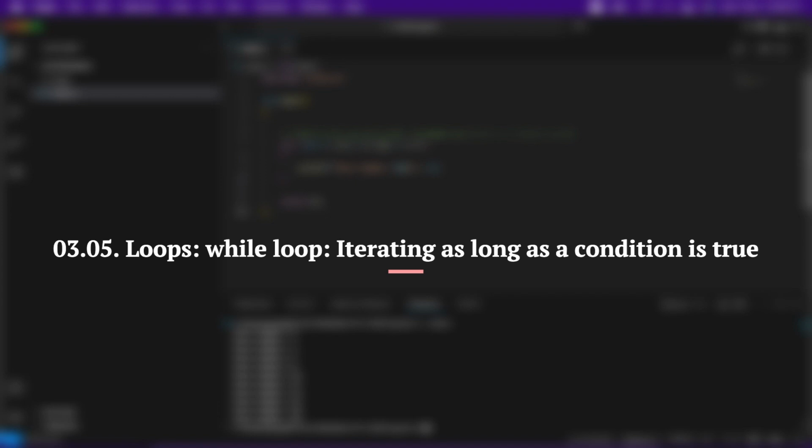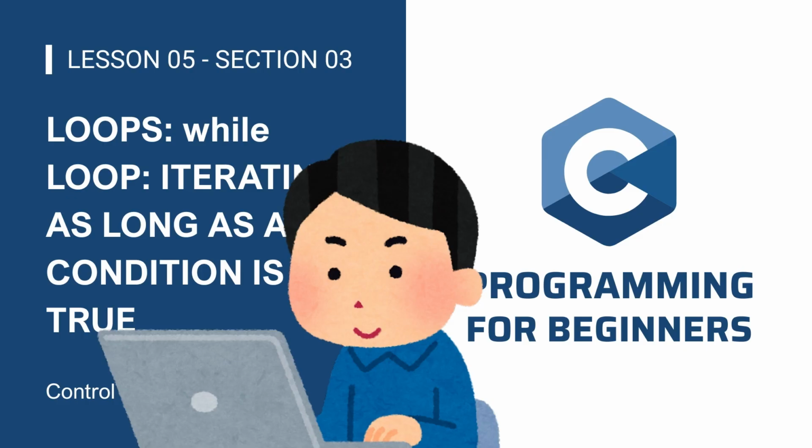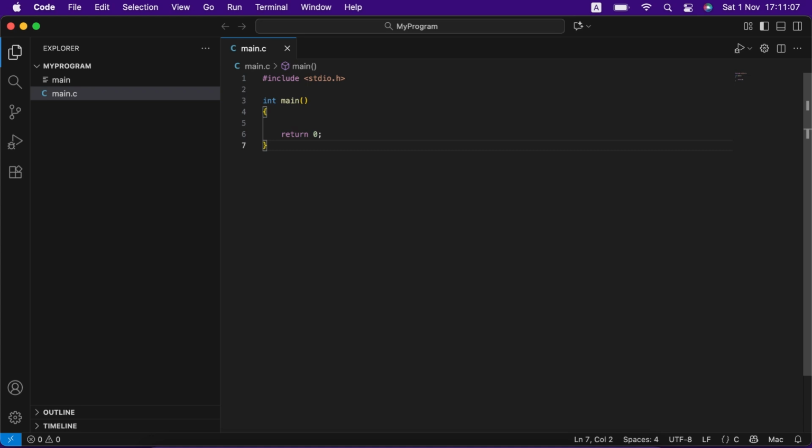Lesson 3.05. Loops. While loop, the condition-controlled loop. In the last lesson, we learned the for loop, the perfect tool when you know exactly how many times you need to repeat an action.